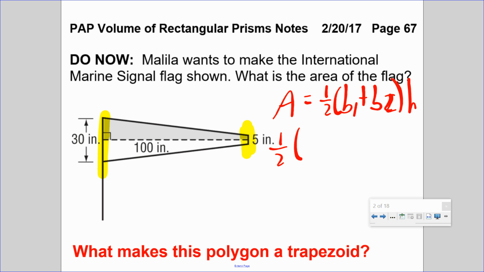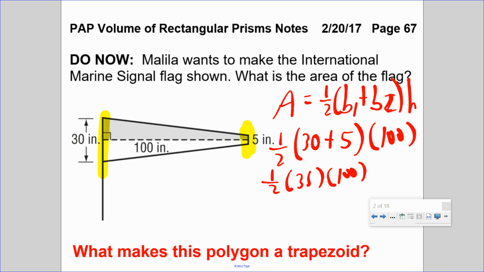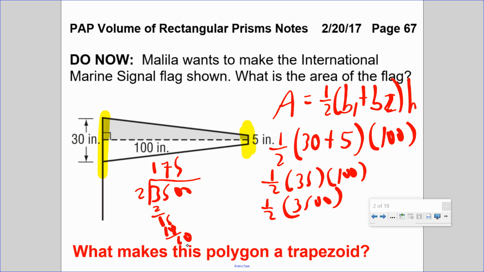So half, the base 1 is 30, the other base 2 is 5, the height is 100. If you add, you get 35 and 100. If you multiply 35 by 100, you get 3,500. What is half of 3,500? So it goes 1, 7, 5, 0, 1,750 square inches. If that is way too complicated, could you do half of 100? What's half of 100? 50. 50 times 35 is 1,750 square inches.